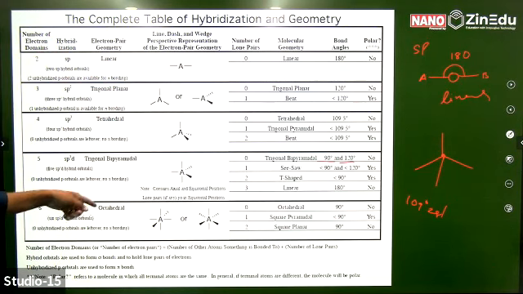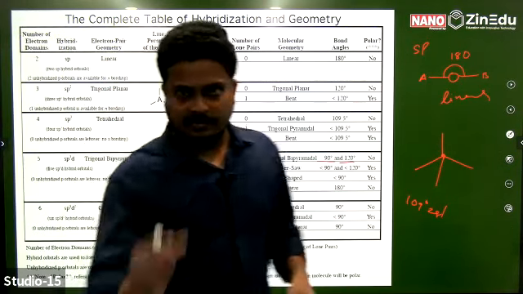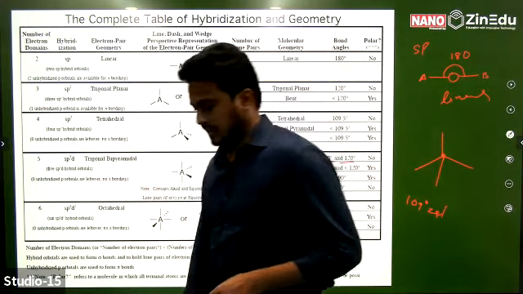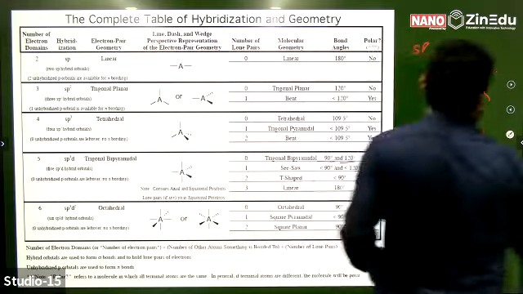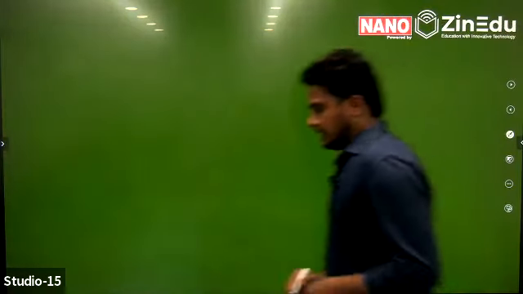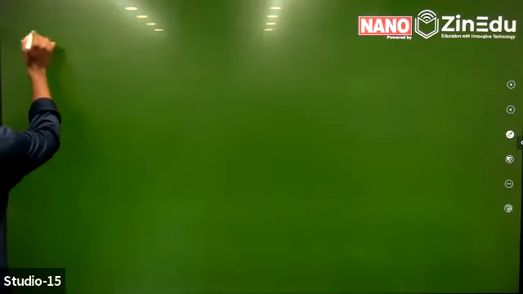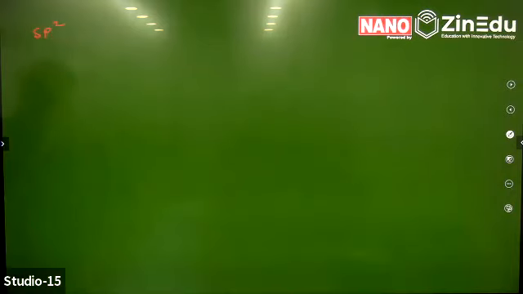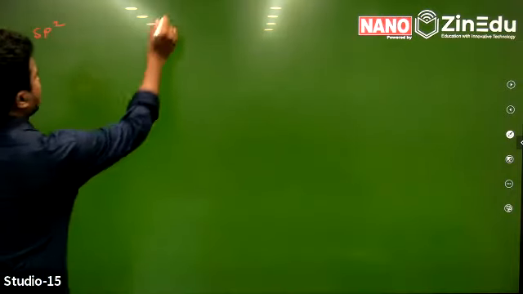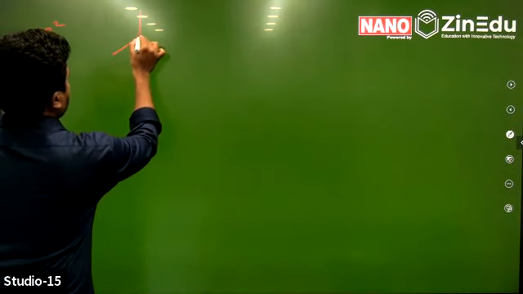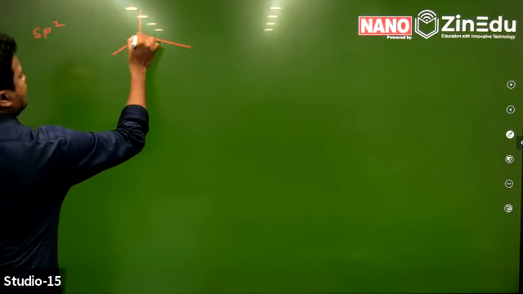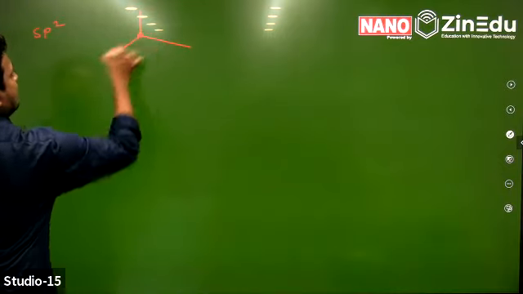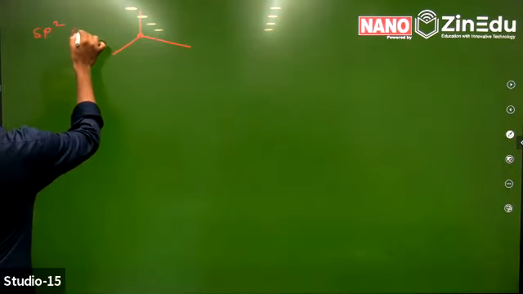When lone pairs are there in a given molecule, geometry is deviated from the original shape. Now see over there, for example, sp2 hybridization. In sp2 hybridization, shape of the molecule is trigonal planar without lone pair. All are bond pairs. If we are taking this as the central atom, all are bond pairs, trigonal planar geometry. The number of lone pairs is 0.